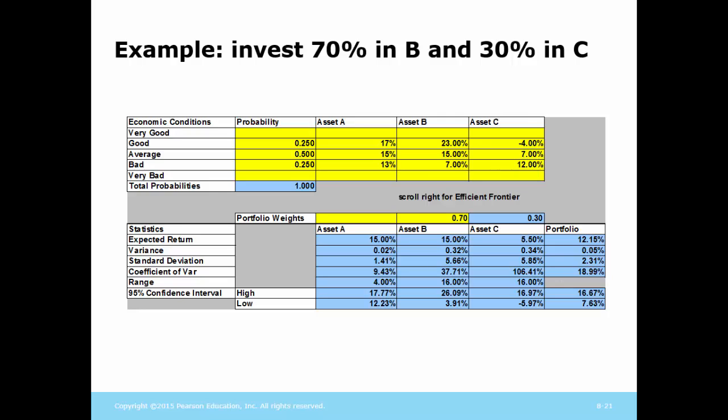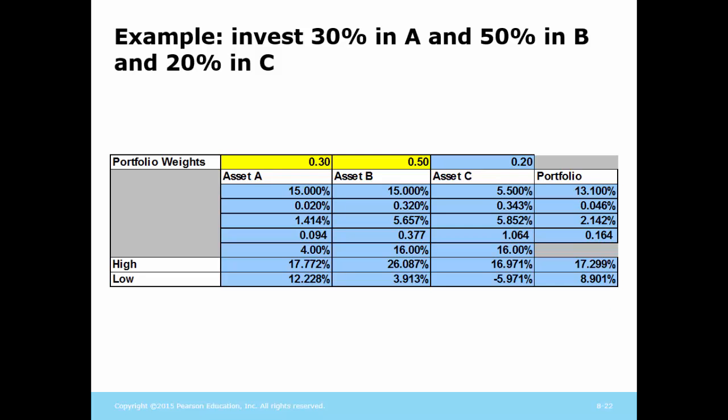What also then happens to our standalone risk? Obviously, see here that we end up with an 18.99 is the coefficient of variation. So again, you can see that the average is somewhere in between those two assets. What if we combine them all? 30% in A, 50% in B, and 20% in C. Again, we end up with an average that's in between the three portfolios. And of course, in this case, 0.164 is the amount of relative risk that we have for investing in this particular portfolio.